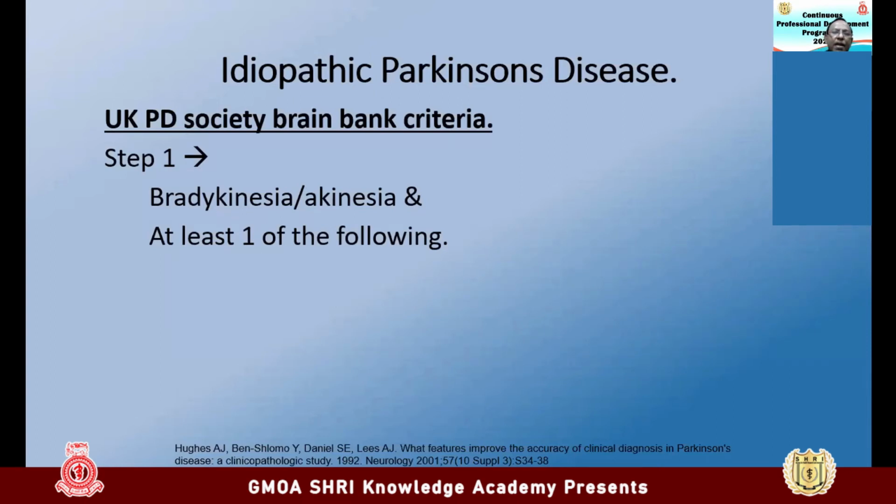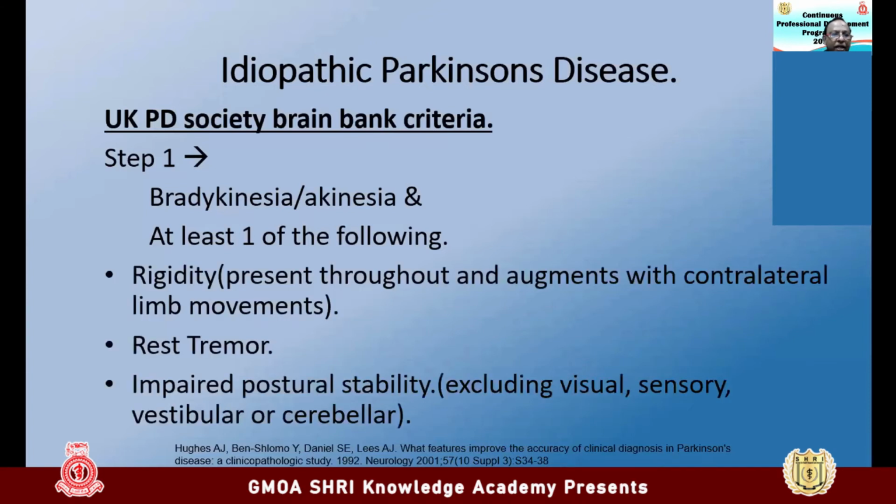You know what bradykinesia and akinesia mean now. I have showed you. If that is there, there should be at least one of the following: rigidity, rest tremor, and impaired postural stability, right? So with bradykinesia, if at least one of these features is there, you can diagnose this patient as idiopathic Parkinson's disease. These symptoms are independent and non-overlapping. So if a patient has bradykinesia, slowness of movements, and at least one of the following features: rigidity, rest tremor, and impaired postural stability.